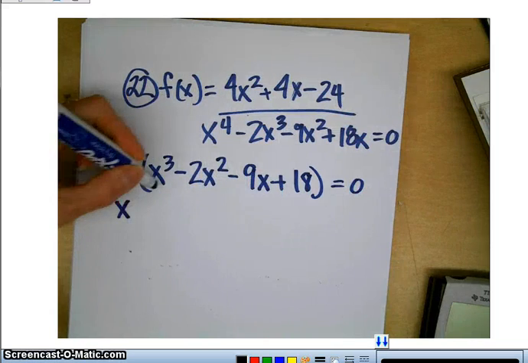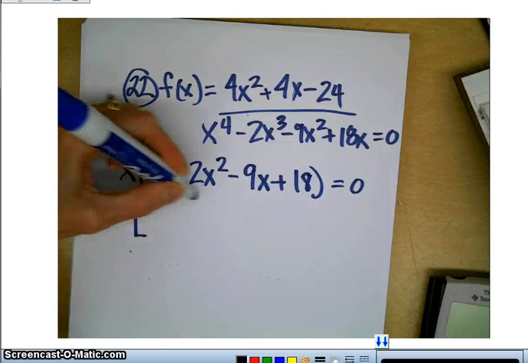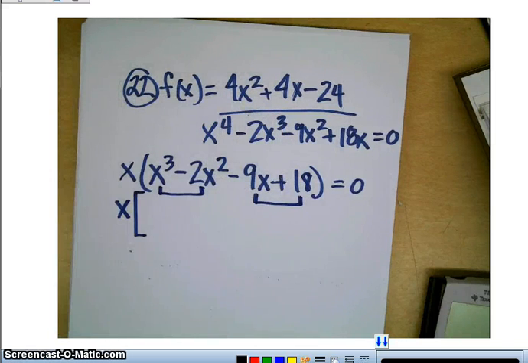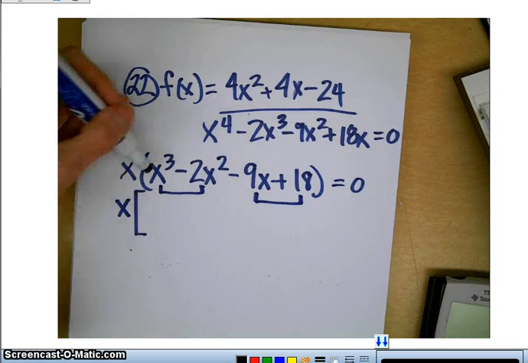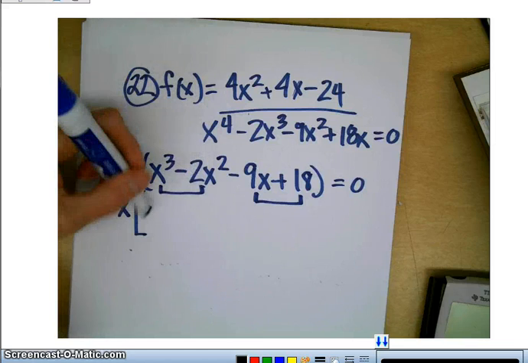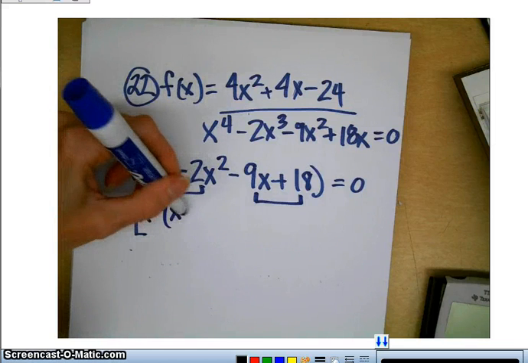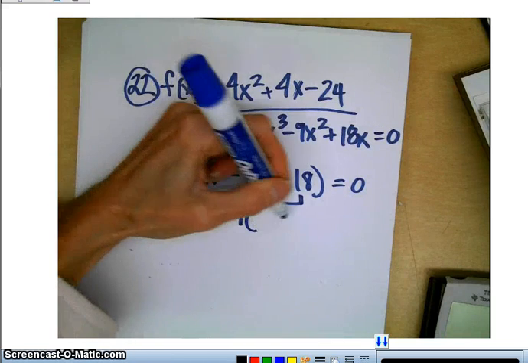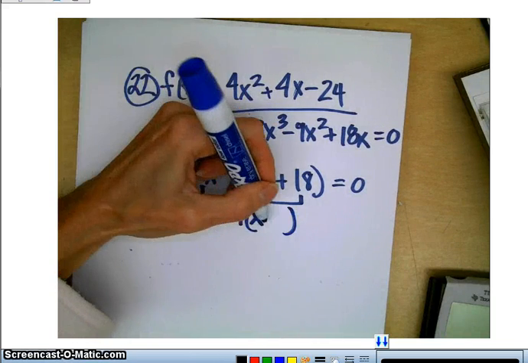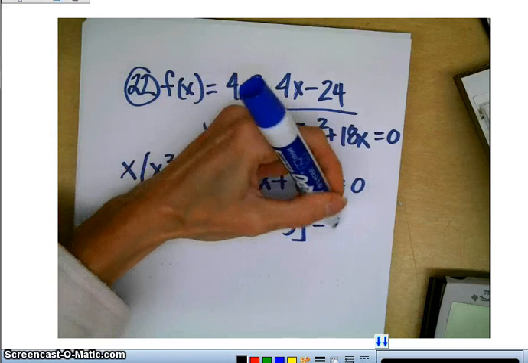All right, so on the bottom, factor by grouping means I group it in 2 pairs. This is the second type of factoring you learned in Algebra 1. What can I take out of these two? X squared. Inside I have x minus 2. What can I take out of these two? 9, and inside I have x minus 2. Why is it plus? Why is it?